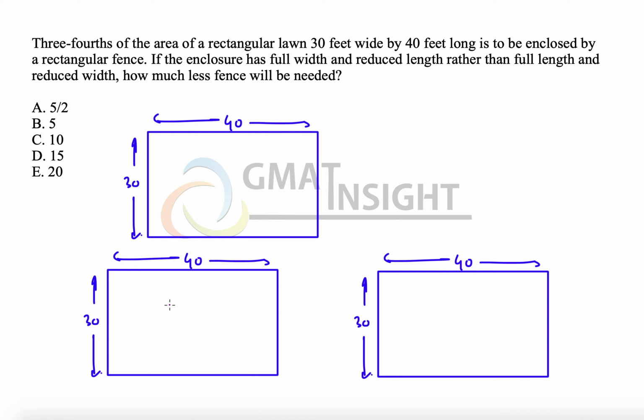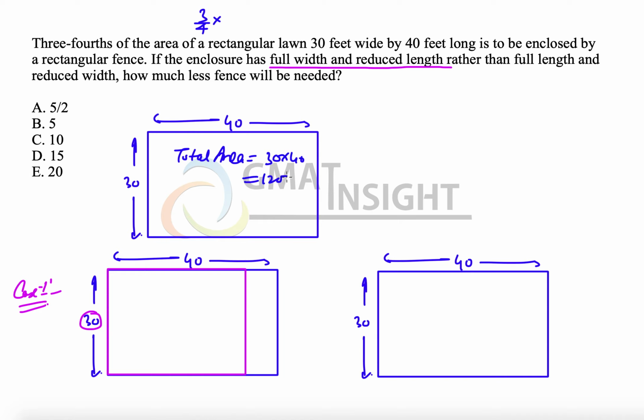So this is case number 1. Case number 1 is full width and the reduced length. So full width reduced length means that we have to take into account the 3/4 area this way. If we take the full width, let's understand the 3/4 area is how much. So 3/4 of total area. Now the total area of this complete lawn is 30 times 40, which is equal to 1200. So 3/4 of area will be equal to 3/4 of 1200, which is equal to 900. So every time we should have 900.